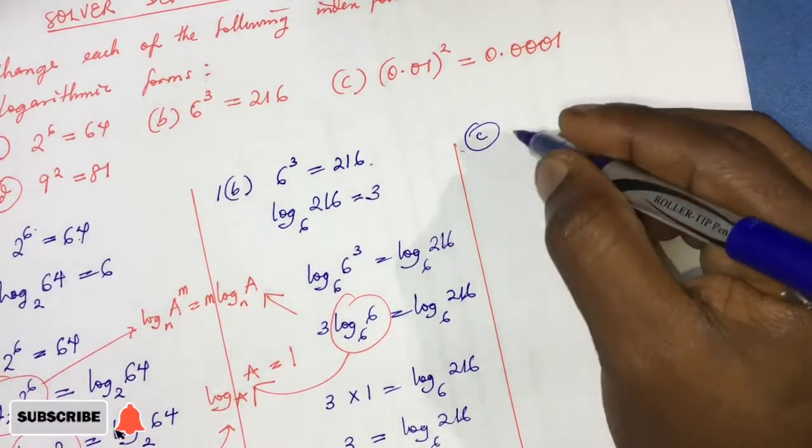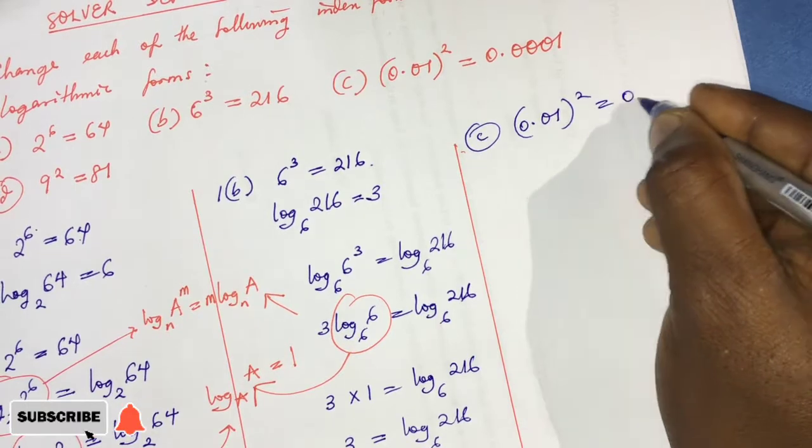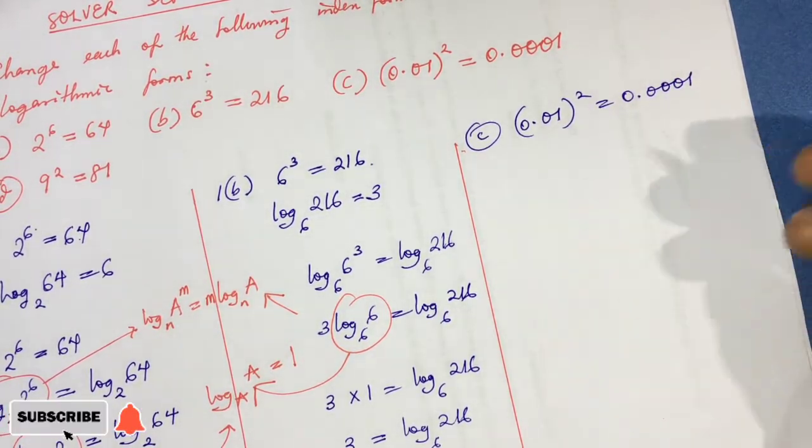For C, we have 0.01 all squared is equal to 0.0001. Now, what am I going to do?